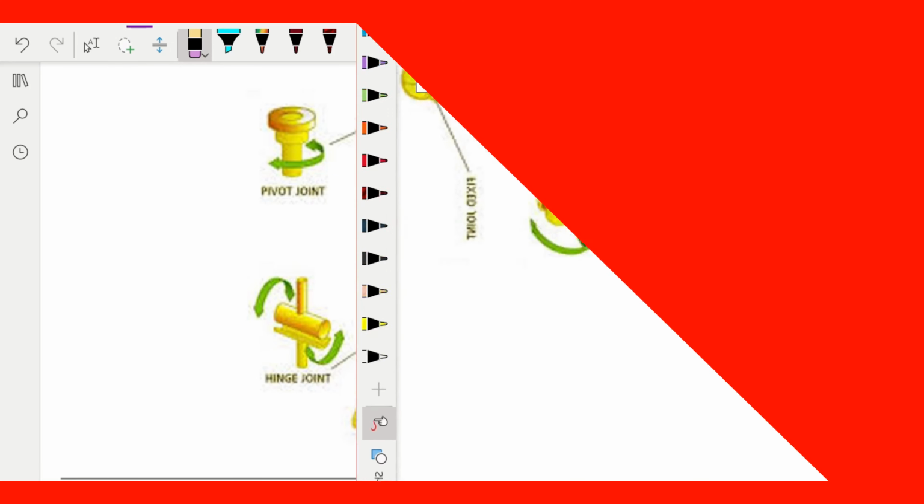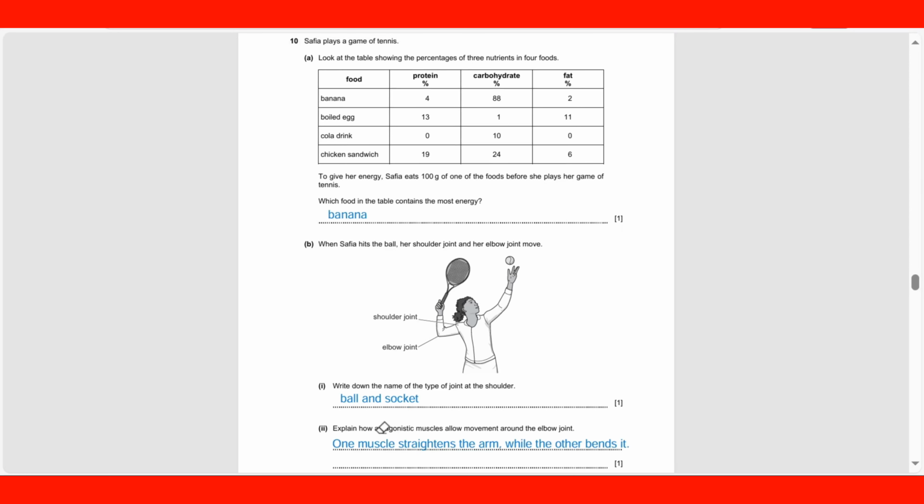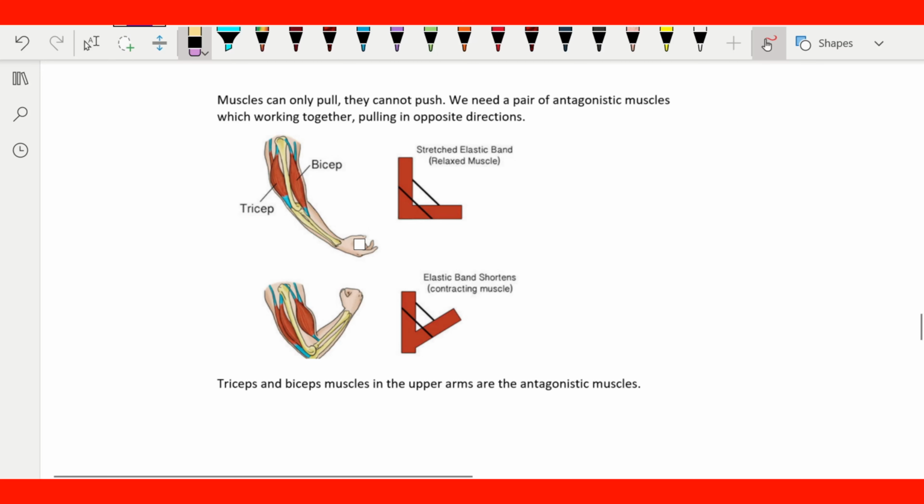Alright, let's move on. Question 10, B part 2, explain how antagonistic muscles allow movement around the elbow joint. Well, the answer is one muscle straightens the arm while the other bends it. Let's take a look at the explanation. Well, these are the muscles, and this is the biceps, and this is the triceps.